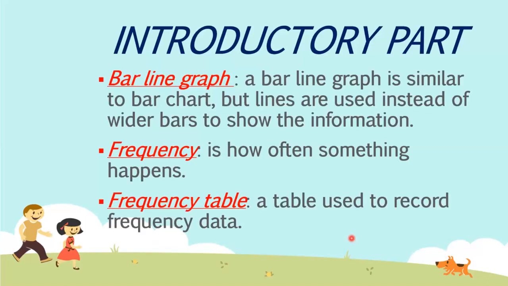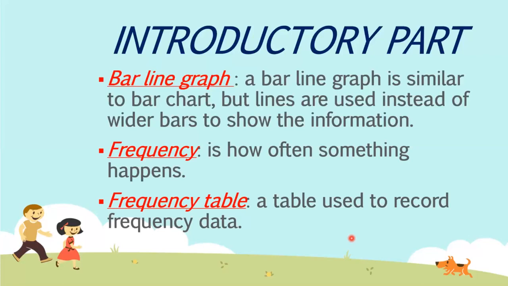Next is the frequency table. Just before this, you learned what frequency is, that is, how often something happens. Now, what does a frequency table mean? It is a table used to record frequency data. In the frequency definition, I told you it is how often something happens, so how often means the number of times. So a frequency table is a table used to record frequency data.